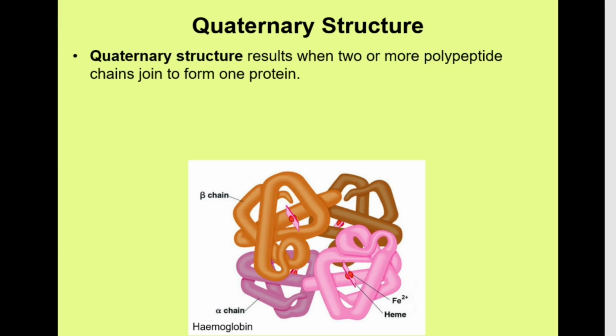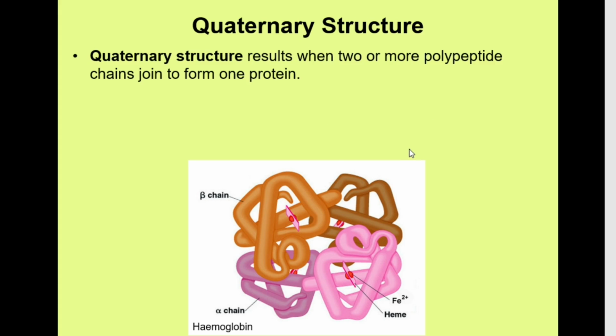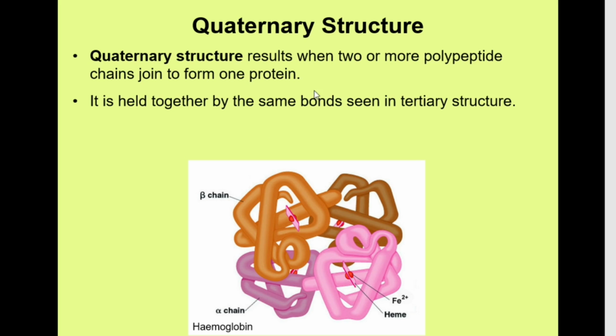So quaternary structure is quite a nice, easy one to remember, actually, because it is just a result of when two or more individual polypeptide chains join together to form one protein. Another way of looking at it is if you could imagine two or more proteins with a tertiary level of structure, and then they join together. And it's that joining together of multiple proteins that will give us our quaternary level of structure. And it's just held together by the same types of bonds between R groups that we see in tertiary structure.